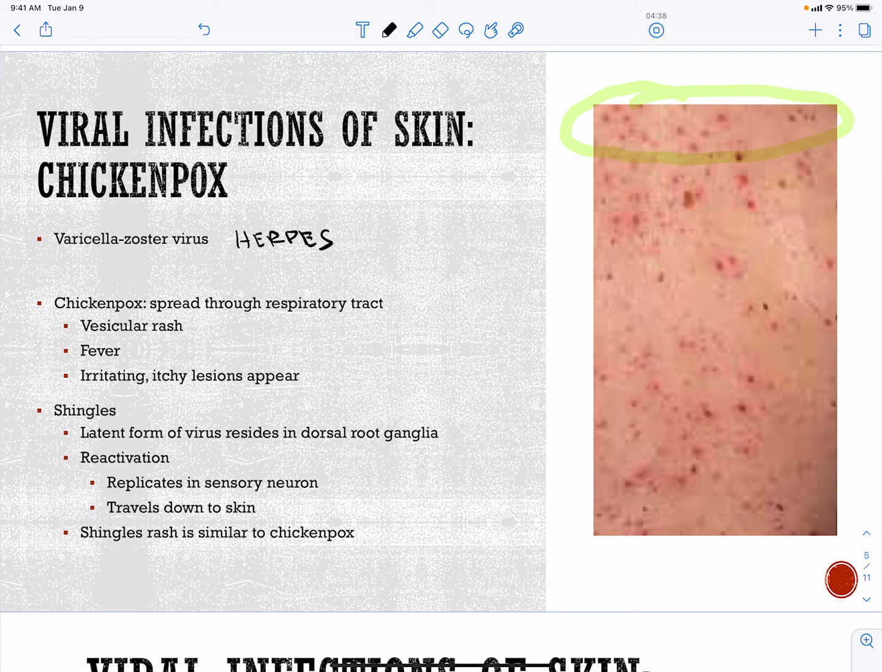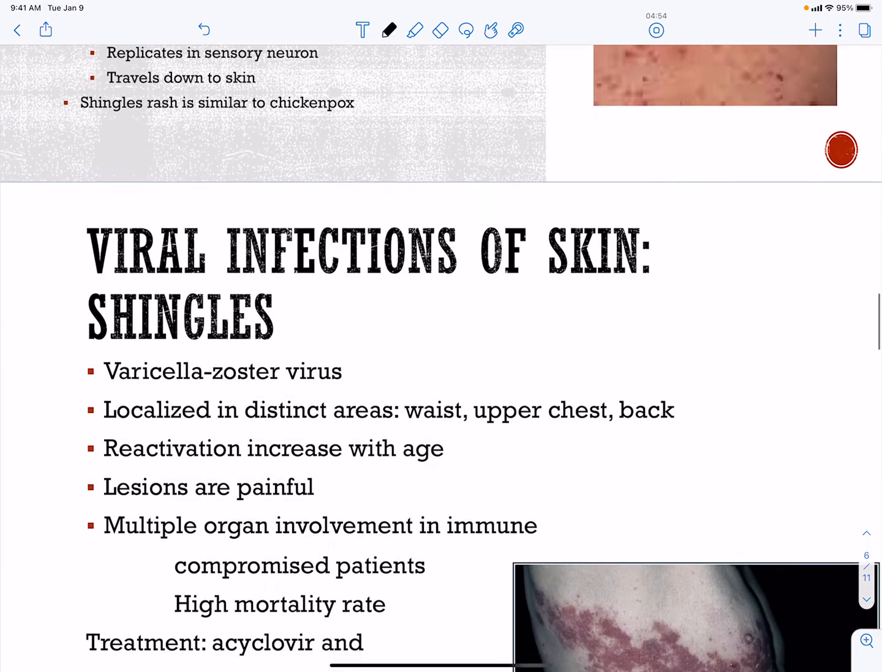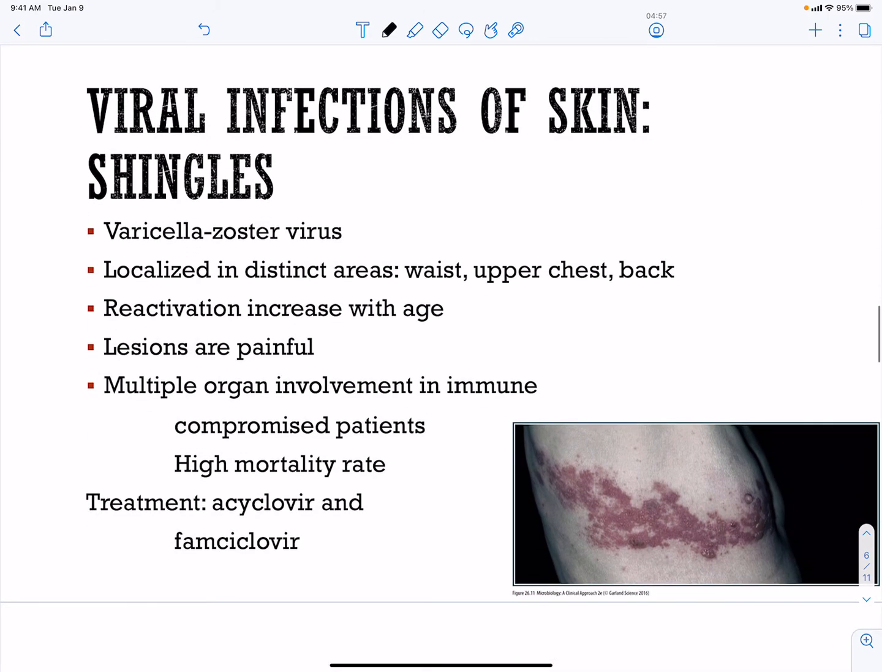and so reactivation due to many different potential inputs is going to cause these viruses to become reactivated, and they're going to replicate in the sensory neurons. And then shingles rash is going to be similar to chickenpox in its presentation, except it's going to be more localized. So shingles has a localized area of the rash. It's typically going to be in the trunk.